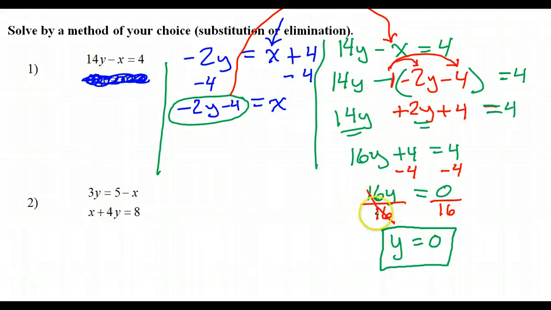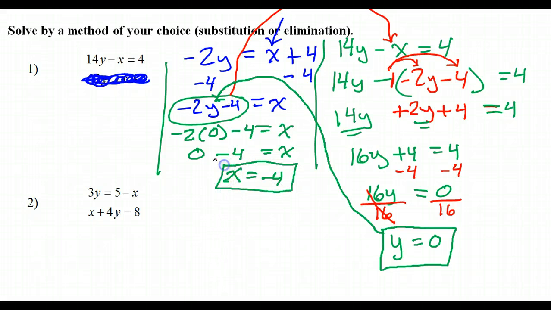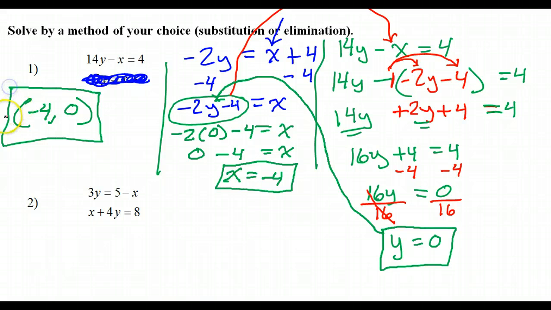Now, we still need to find x. So to find x, all we have to do is take this y value and substitute it back in. If I do that, I'm going to get negative 2 times 0 minus 4, and that's going to give me x. Well, negative 2 times 0, that's just 0 minus 4. So that just means that x is equal to negative 4. So as an ordered pair, we would have (-4, 0). So that should be the answer to number 1.